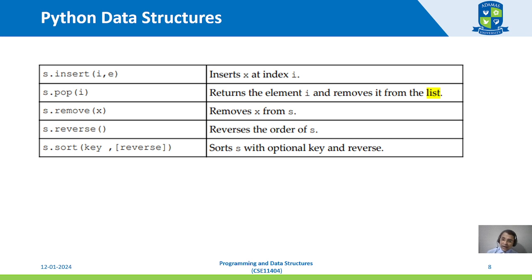Okay, so here S represents the list. Now with S dot reverse, we can reverse the elements and display the values. S dot reverse actually reverses the elements of the list. And S dot sort sorts the particular list, and we can give whether it should be sorted in reverse order or in ascending order. So either ascending or descending we can give.